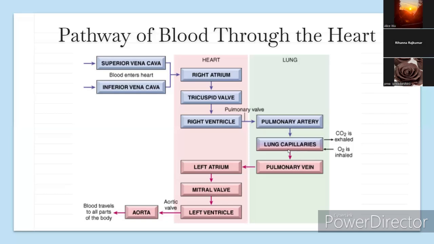So the oxygenated blood will go to the pulmonary vein, which is going to leave the lungs and enter the heart through the left atrium. And from the left atrium to the left ventricle, the blood is going to go through the mitral valve. And then finally, the blood is going to go through the aortic valve to the aorta. And then from the aorta, the blood is going to be pumped to all parts of the body. So I think this is a nice diagram that shows the pathway of blood through the heart.